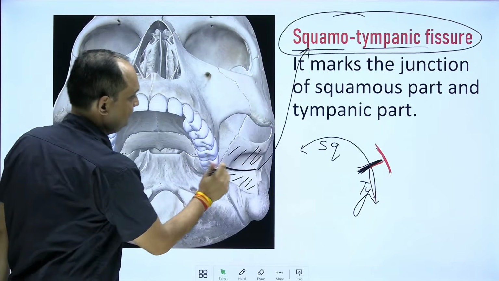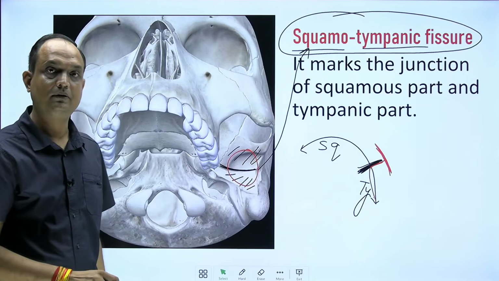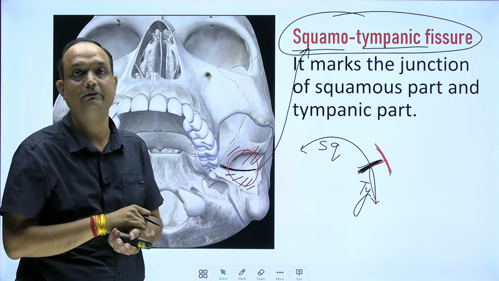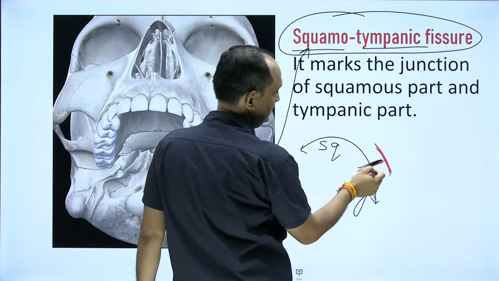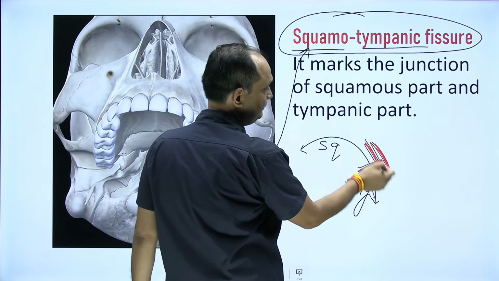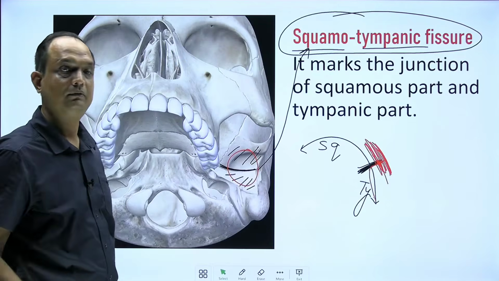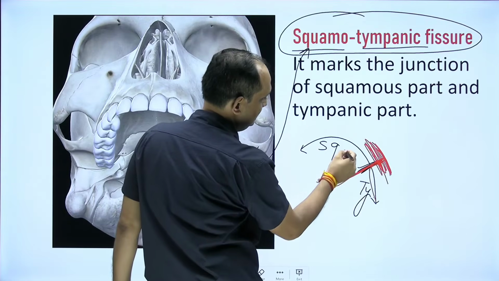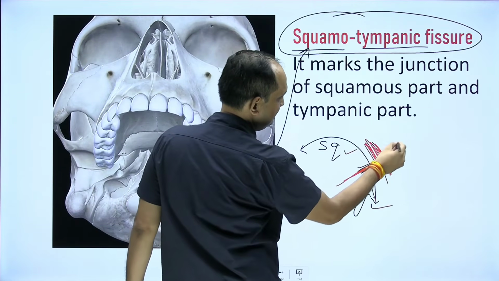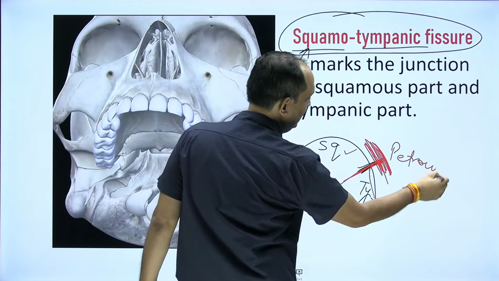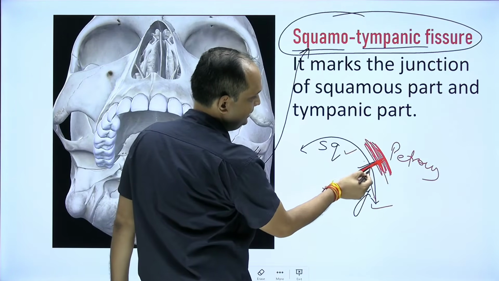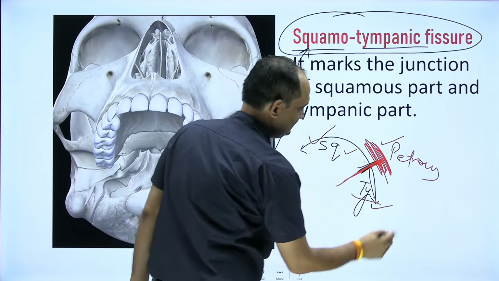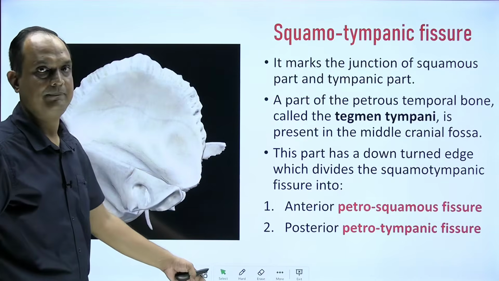The petrous part is not visible here, but it is present, and to see this you have to look at the superior view, where you will have the floor of the cranial cavity. In the floor of the cranial cavity, you will find the petrous part of the temporal bone. That petrous part gives a small projection, which comes between the squamous part and tympanic part, and because of this the fissure is divided into two parts. One is the area between the petrous and squamous, another is between the petrous and tympanic. So, let us see this.